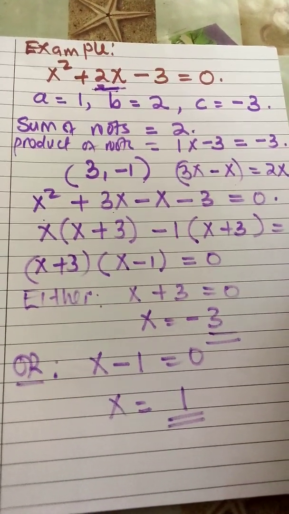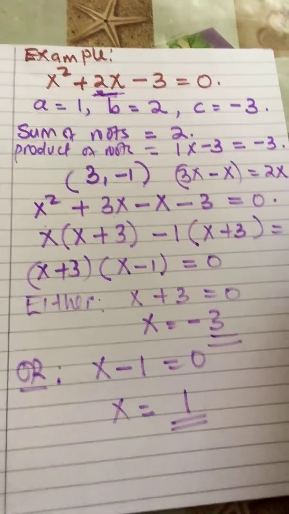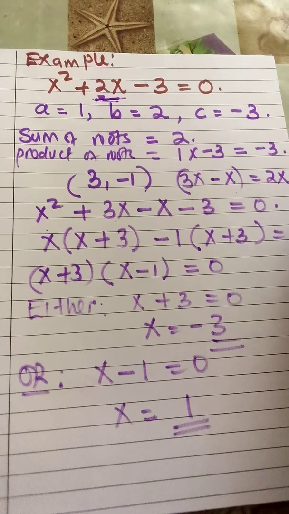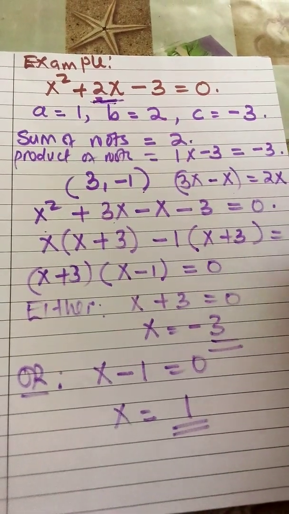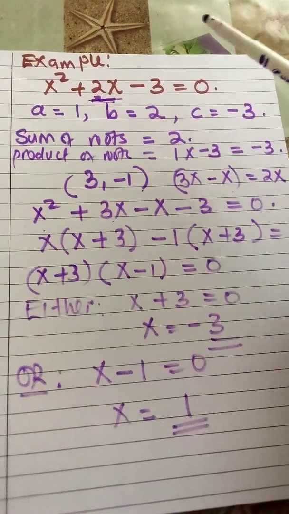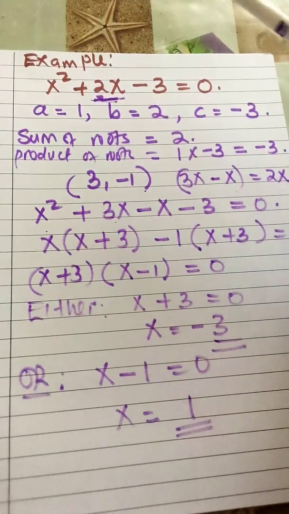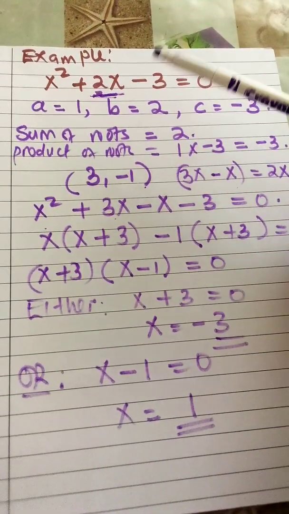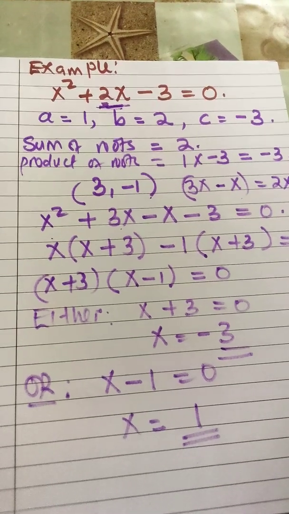In my next video I'll be looking at more examples using factorization, where we have a coefficient which is not 1 on x squared, and probably where we have repeated roots, and how we can work that out quickly.